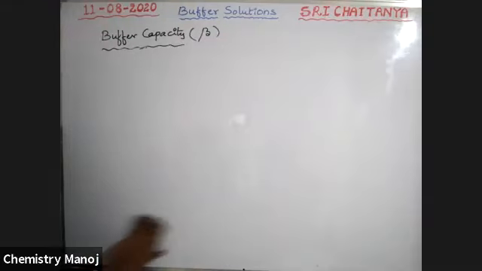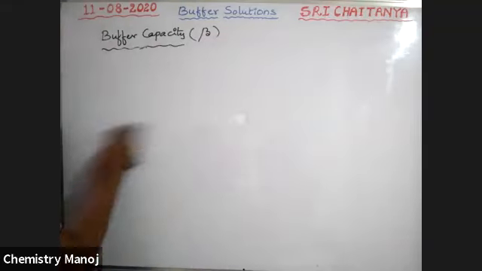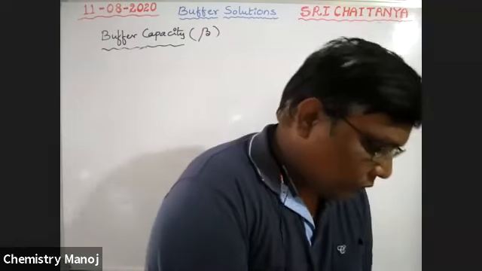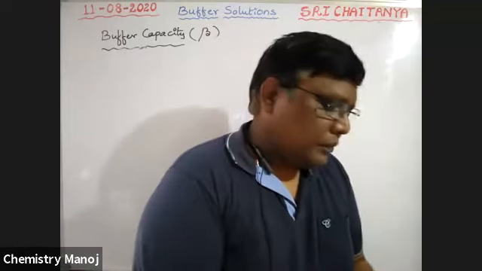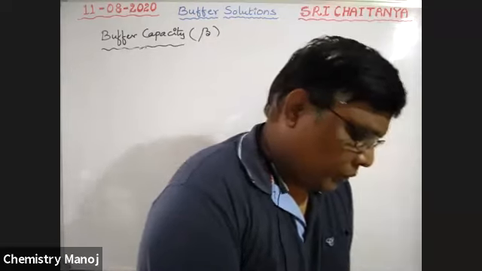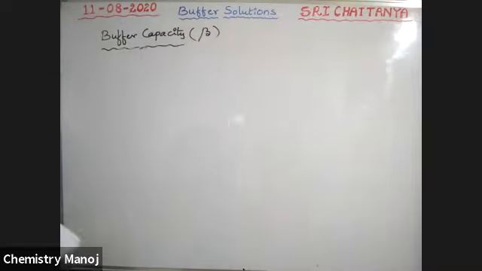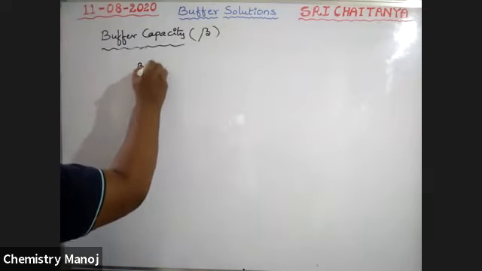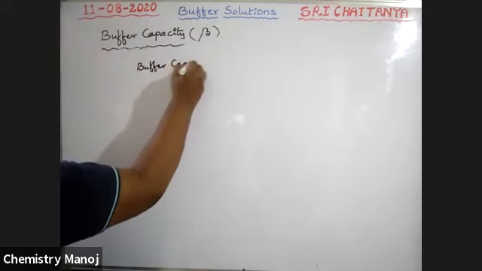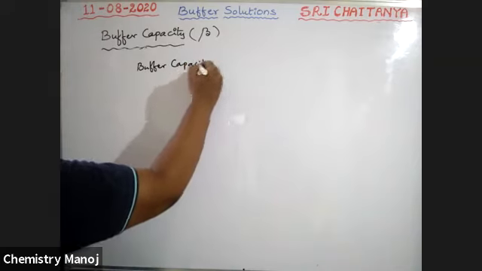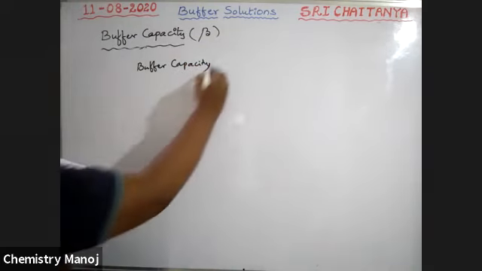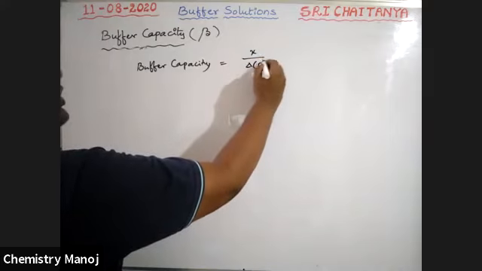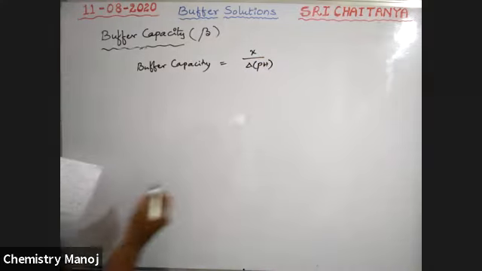There are some other formulas also available and no need of the derivations. I am writing that formula. Please see here. Buffer capacity is equal to X by delta pH. It is one formula.